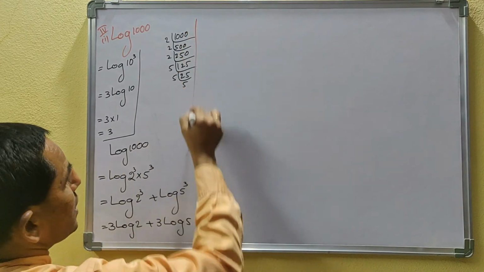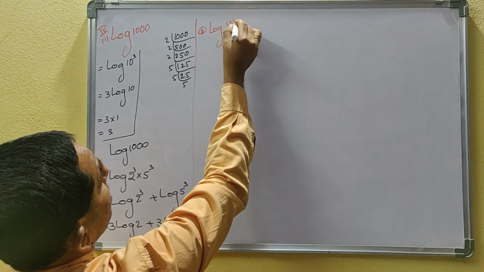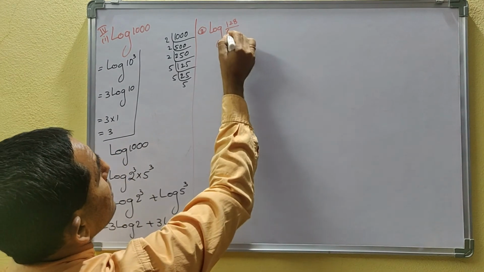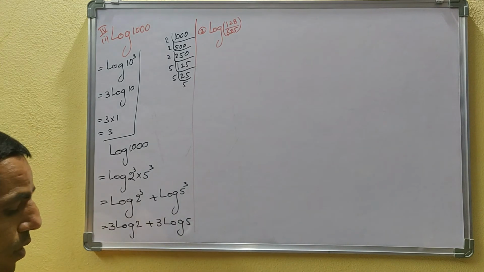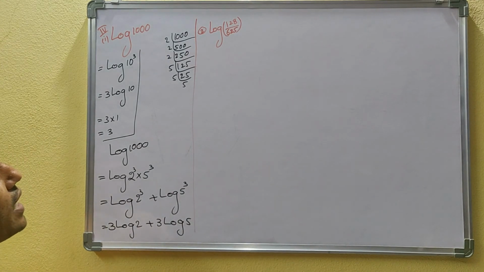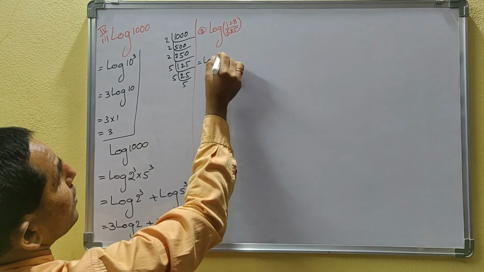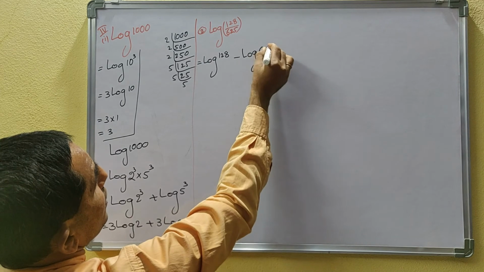So second question, log 128 by 625. This is the question. Expand the following. First of all, log a by b is equal to log a minus log b. Log 128 minus log 625.